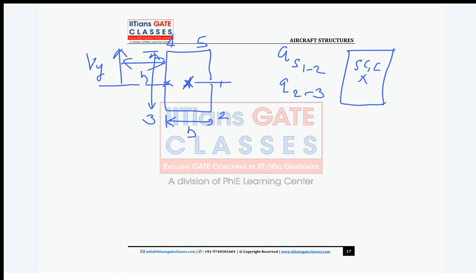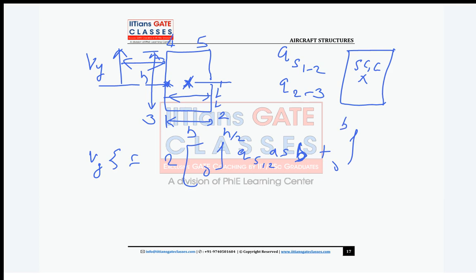So we will write Vy into zeta, that will be 2, then for 1 to 2, it is 0 to h by 2. So it is qs 1 to 2 about this point. About this point it is going down, right? So about this point it is qs 1 to 2 into ds. What is the moment arm? It will be b. Then plus the integral from 0 to b of qs 2 to 3 into ds. What will be the moment arm? h by 2. Clear? How to find shear center for this case?